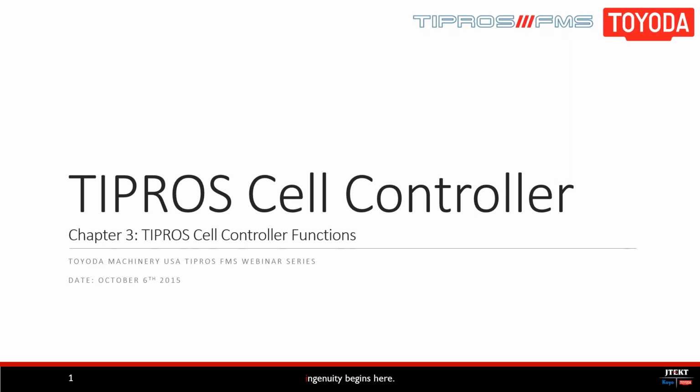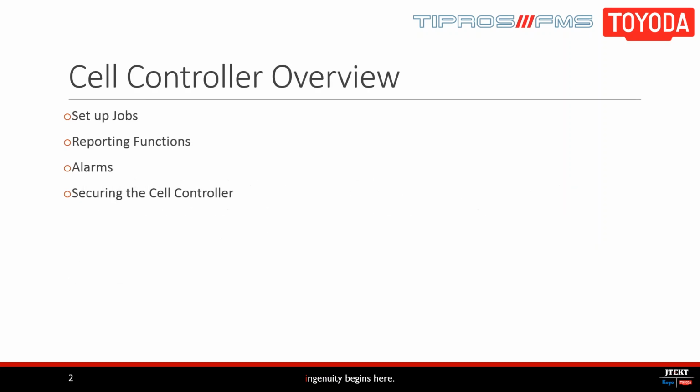Today we're going to be looking at our cell controller functions. We're actually going to be using our in-house FMS to show you how to go through this. We're going to be looking at a few things today when we talk about our cell controller: setting up jobs, our reporting functions, some alarms, and then finally securing the cell controller.